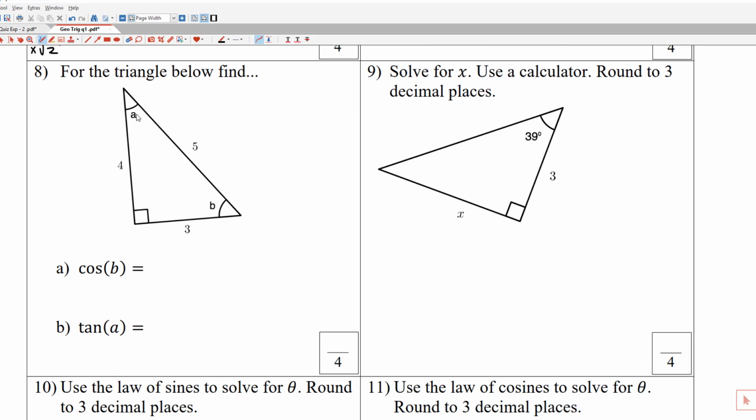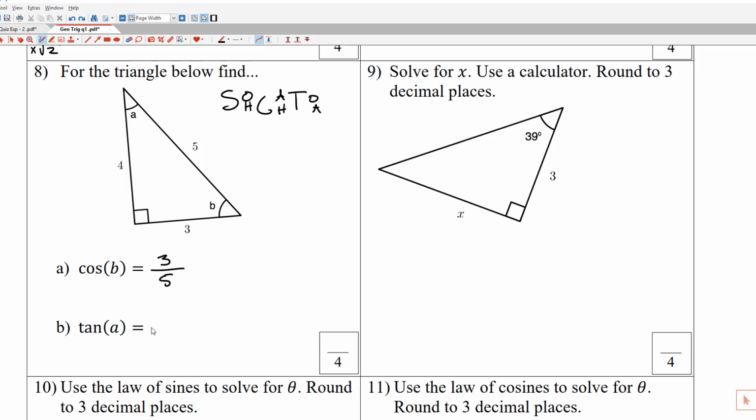Number 8, some basic trig functions. So I'm going to write out SOHCAHTOA so I can remember what I'm doing here. All right, I'm doing cosine of B. So I'm doing this angle of reference, and cosine is adjacent over hypotenuse. So if I'm looking at B, then my adjacent, my next door neighbor, is my 3, and the hypotenuse is 5. Hypotenuse is always the one opposite of that 90-degree angle, right?